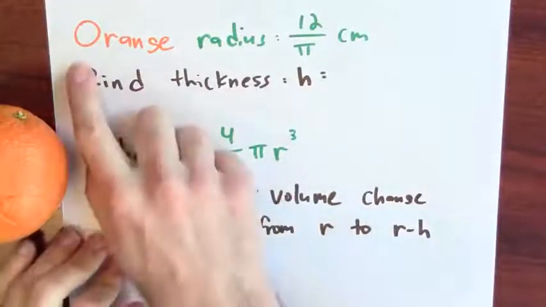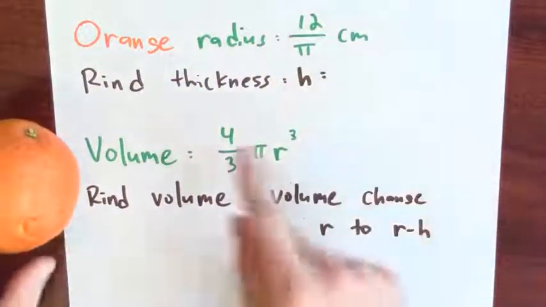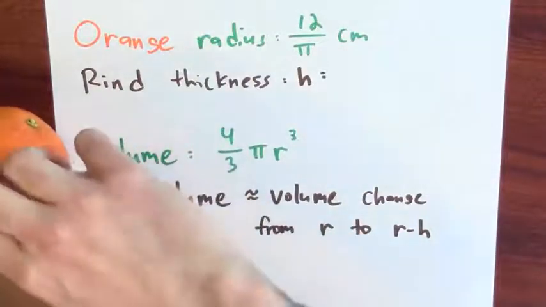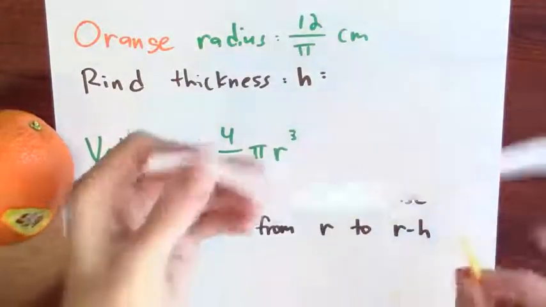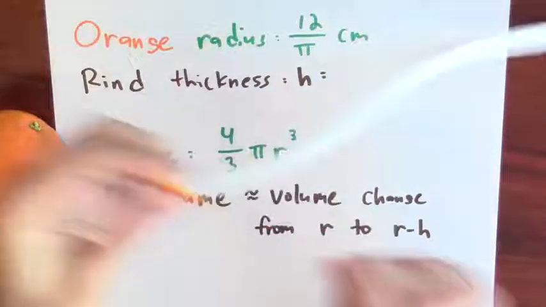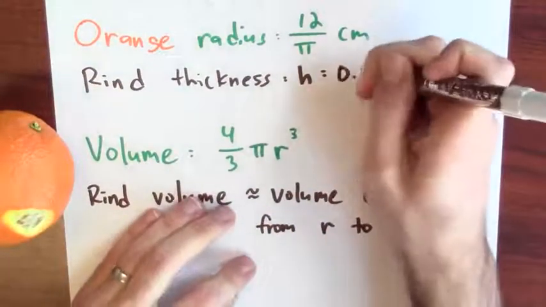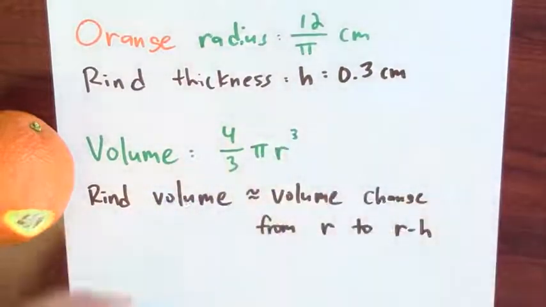That can be formulated as a linear approximation problem. Well, let's set this up. So I just calculated the orange radius to be about 12 over pi centimeters. I want to figure out how thick the rind is. Let me peel off a bit of the orange here. I just want to measure how thick this is with my little ruler here. And yeah, maybe 3 millimeters. So 0.3 centimeters will be the rind thickness.